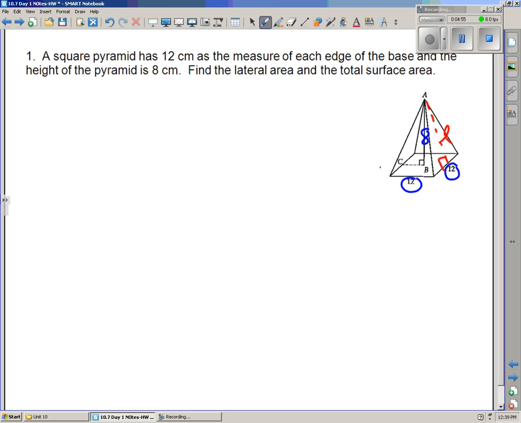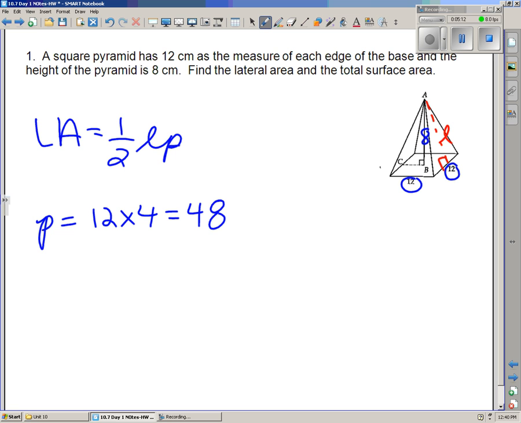So we know that lateral area is 1/2 slant height times the perimeter. To figure that part out, we know that the perimeter is going to be 12 times 4, which is 48, right? 12 plus 12 plus 12 plus 12 all the way around. Let's see if we can figure out, in this case, the slant height. You should see that there's a triangle created with the altitude of the pyramid, AB, half of the side of the base, CB, and then this piece that we don't have, which is really AC, that we're trying to look for.